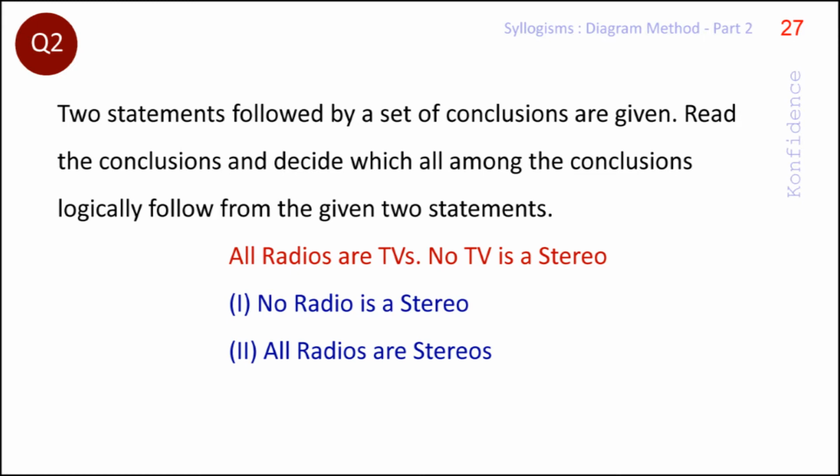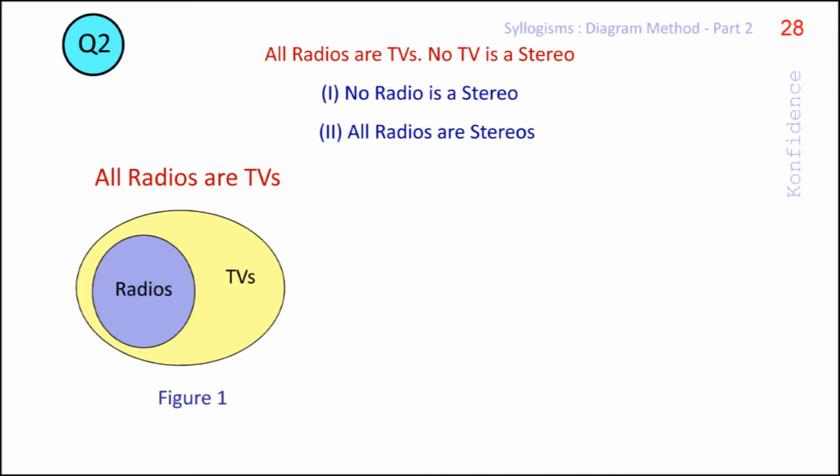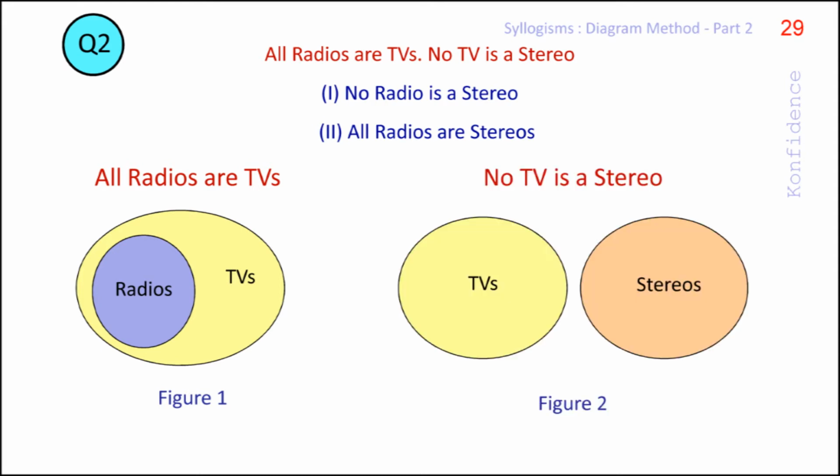First, let us draw a diagram each to represent the two given premises. In the diagram representing all radios are TVs, even when we draw the radios completely within TVs, we should keep in mind that this is just one of the possibilities. The set of radios can grow bigger and be as big as TVs, but it cannot move outside TVs. In the case of no TV is a stereo, there is only one diagram possible. There will not be any overlap between TV and stereo in this case.